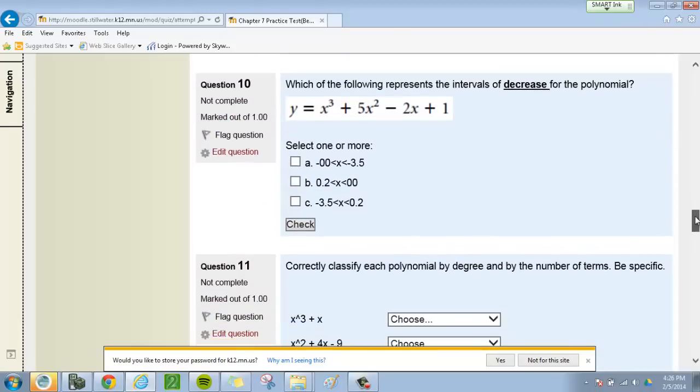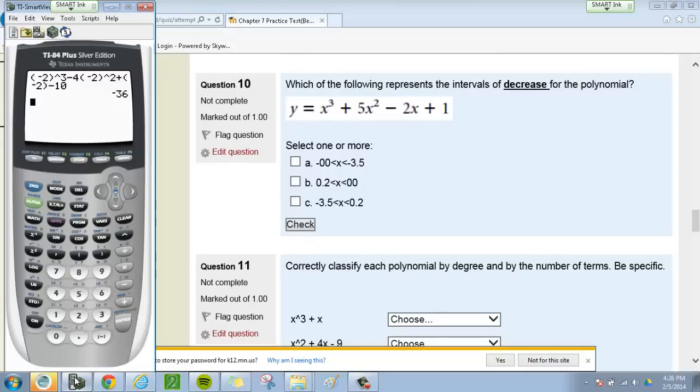Number 10. Which of the following represents the interval of decrease for this polynomial? Well, shoot, I don't know. But I bet if I graphed it, I could figure it out. So let's go and do that. I'm going to graph this: x to the 3rd power plus 5x squared minus 2x plus 1. Did I type it right? x to the 3rd power plus 5x squared minus 2x plus 1. Yeah, that's good to go.